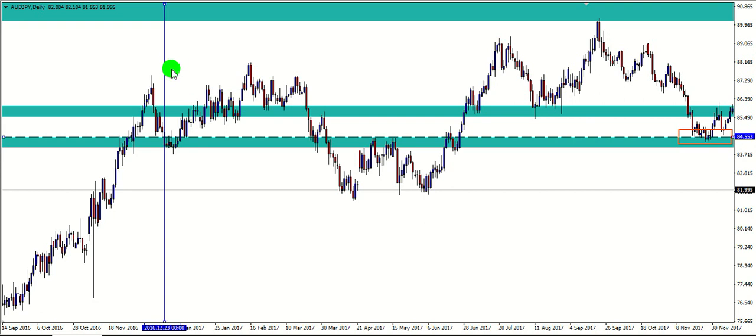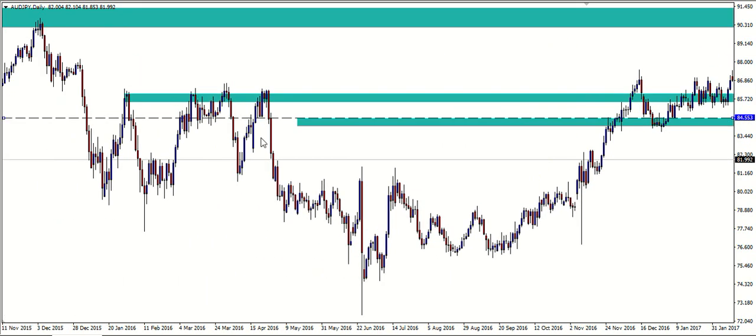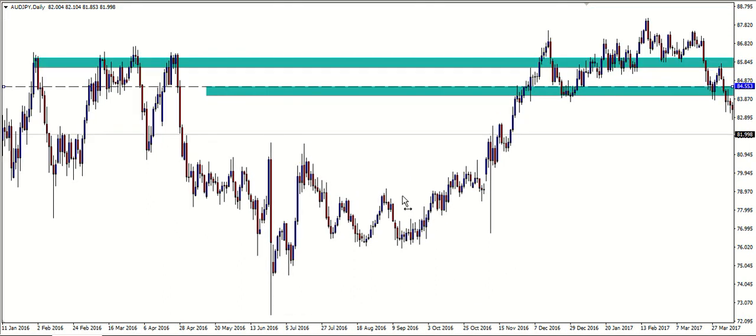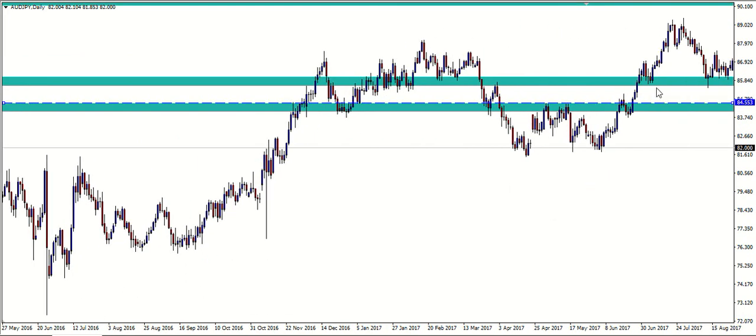Sorry, and this zone was not just formed recently. It's an old zone. It was formed around 2016, and maybe in 2013 there was something happening around this zone. You can see this one was formed a long time ago as well. It was having a resistance zone here.